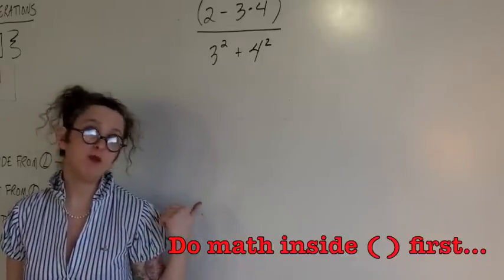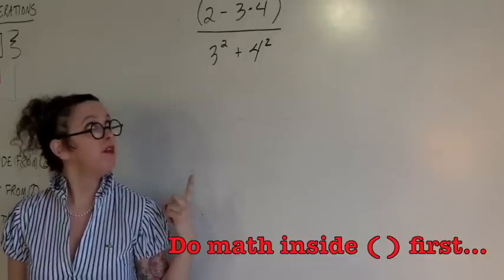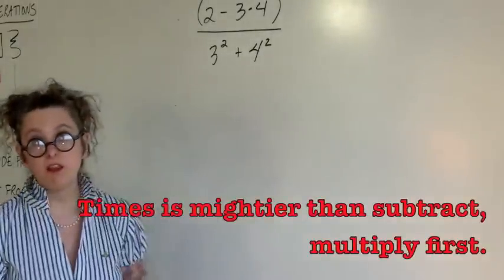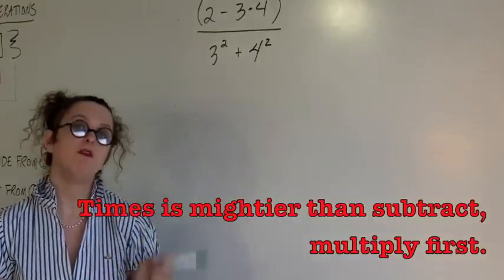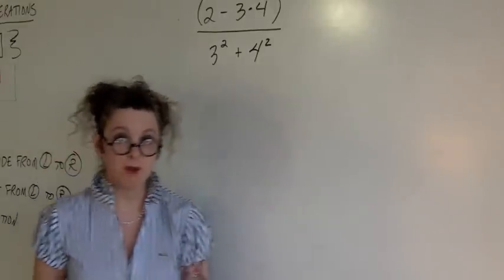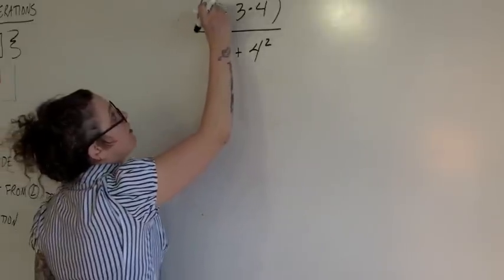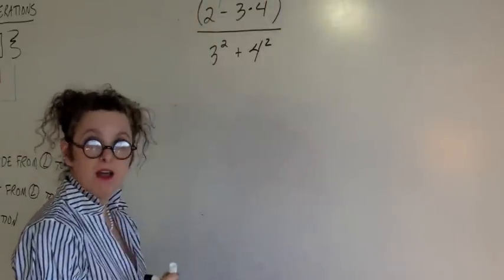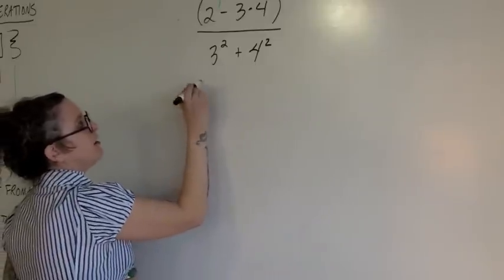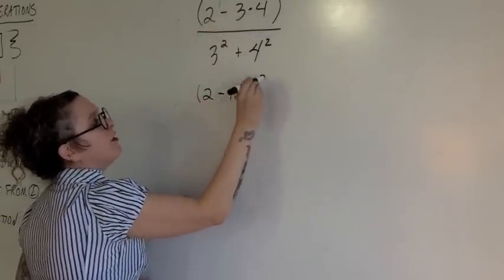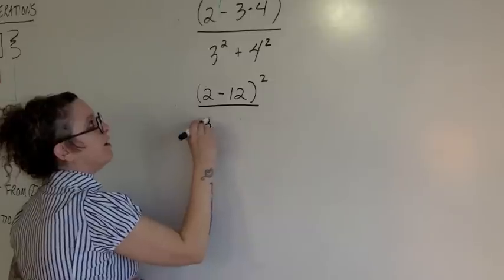So, see how we got some grouping symbols here? Those parentheses up there, that means that we're going to deal with those first. So, inside the parentheses, times is more important than subtraction, so do your times first. So you got a negative 3 times 4. Negative times a positive. So, rewriting this, we got 2 minus, a negative times a positive is a negative 12. All that business is squared.